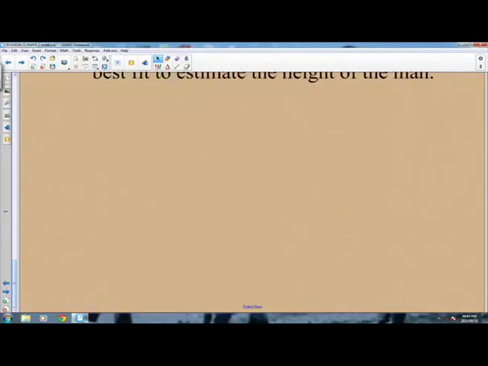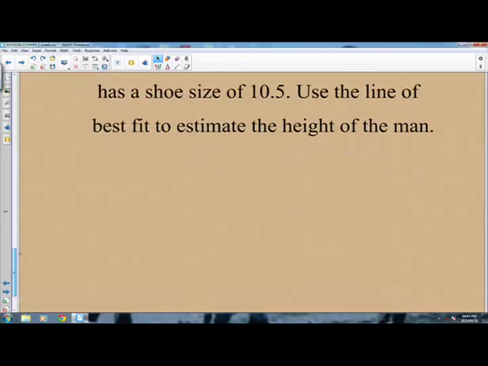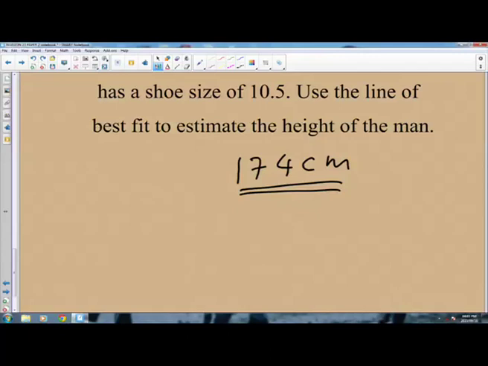It says estimate the height of the man, and according to the line of best fit that we have drawn there, the height of this man is 174 centimeters. We got this from our graph, and somebody might have got 173. The person is still correct because the question says estimate. We just need an answer which is closer to the true one. So somebody might have got 173, 174. Still the answer is correct. So this is how we do it.